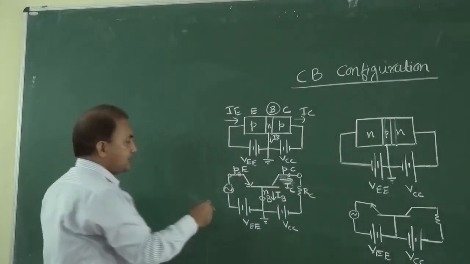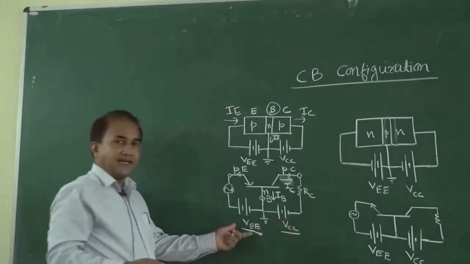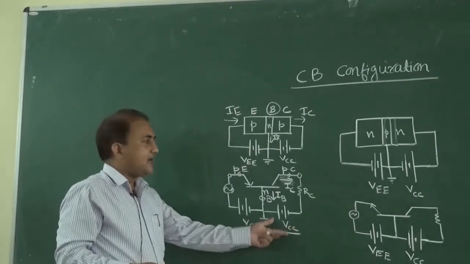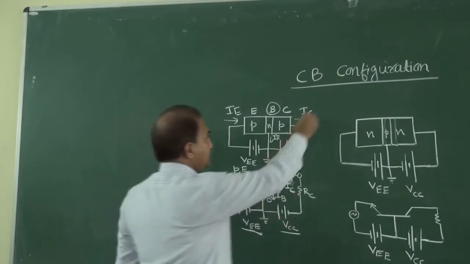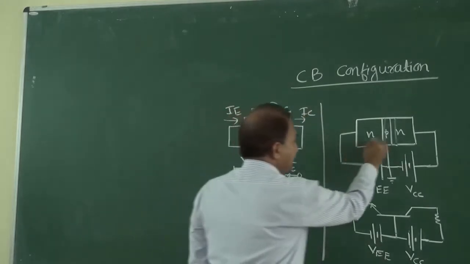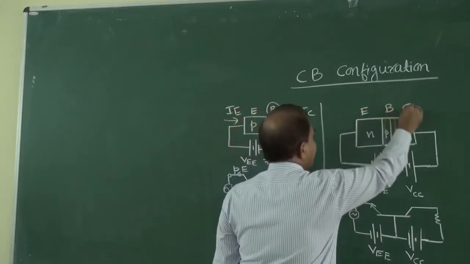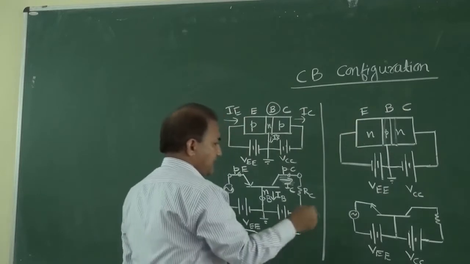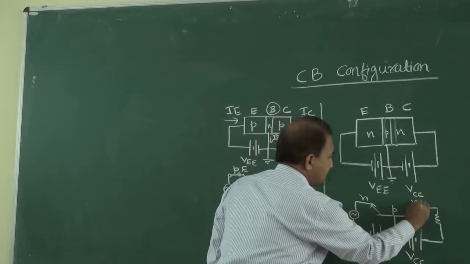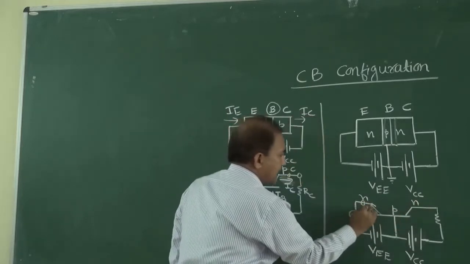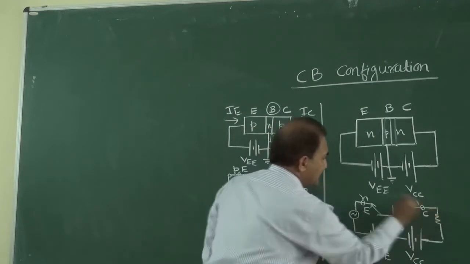It is biased by using external voltages VEE and VCC. RC is the load resistor. Then this is an NPN transistor. Again, this is the emitter, base, and collector, and it is connected like this. This is N, P, and N. This is the emitter terminal, this is the base terminal, and this is the collector terminal.